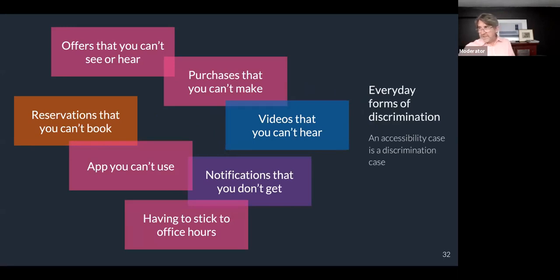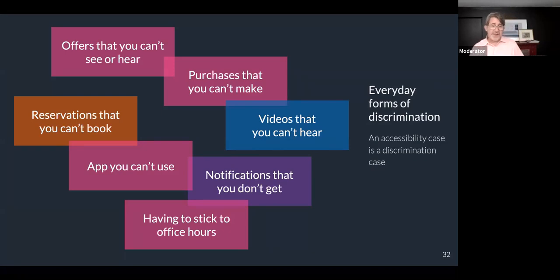So what are some everyday forms of discrimination you would see? If you have a banner ad that doesn't have alternative text, that's an offer that somebody can't see. If you have a shopping cart that you can't work, that's a purchase that you can't make. If you are using a reservation engine for a hotel, chances are you can't book a reservation if you're blind. The airline industry, they've had their own laws that apply to them, the Air Carrier Access Act, and those are extremely strict. So actually, airline sites are probably among the most accessible sites that you'll find out there.